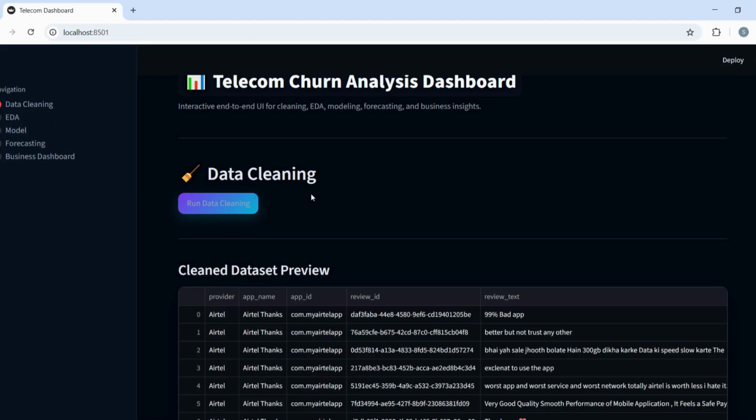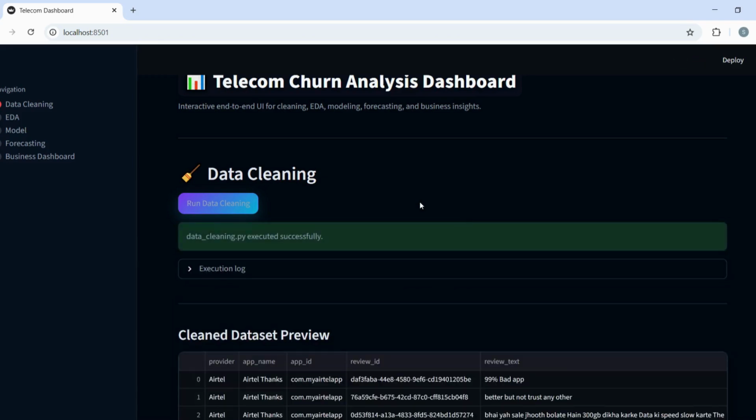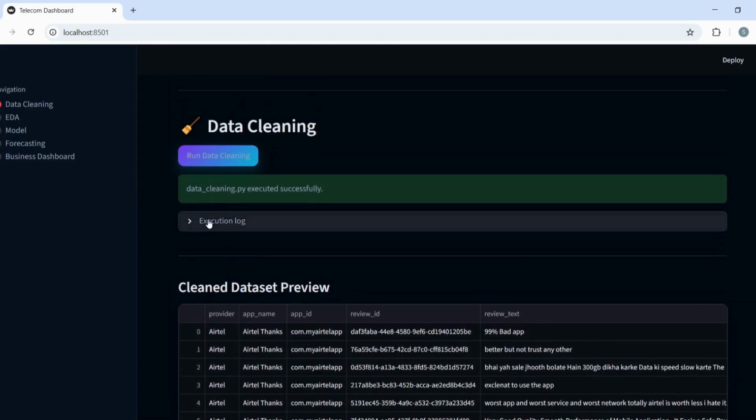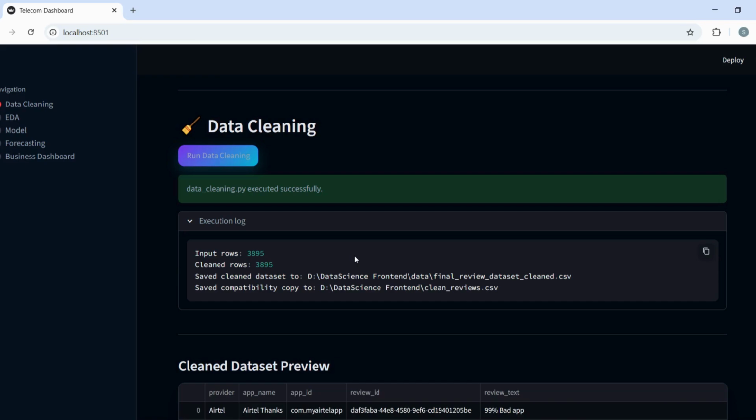Now let's look at the data cleaning section. In this section, we process raw telecom data, handle missing values, remove duplicates, and prepare a structured data set. By clicking on Run Data Cleaning, the script executes and generates a clean data set. We can also preview the clean data set directly in the dashboard. We can also look at the execution logs.